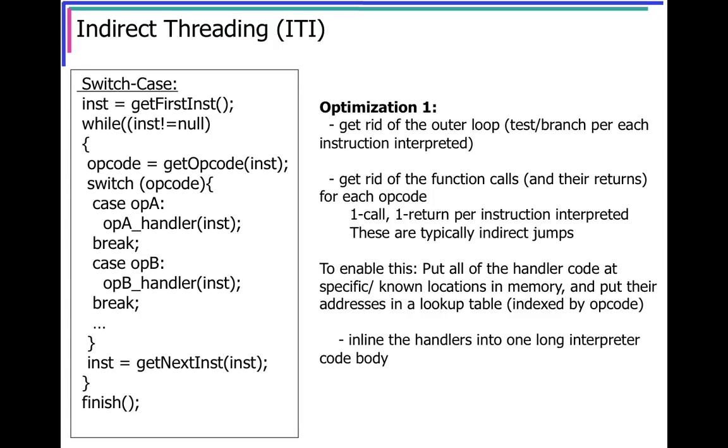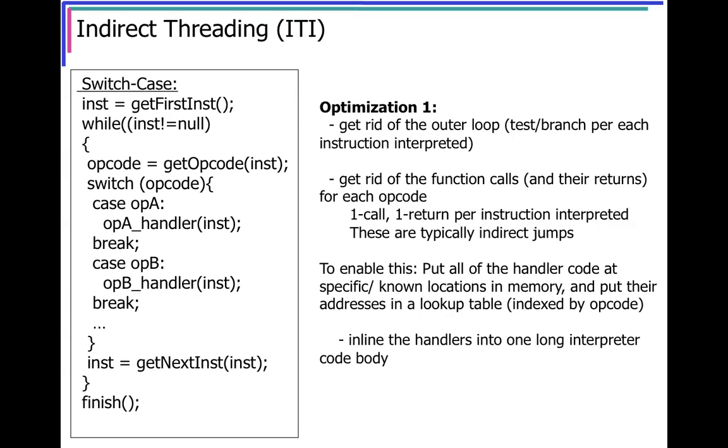So here on our left is the switch case. I just kind of compacted it some, but basically the idea is in the normal decode and dispatch, we're going to have an infinite loop. Inside that loop, we're going to read the opcode. We're going to use the opcode to switch into a case for a particular handler.